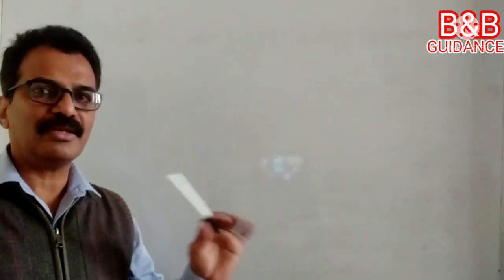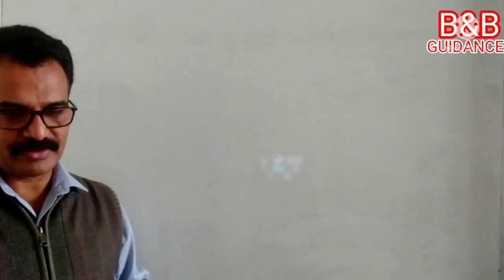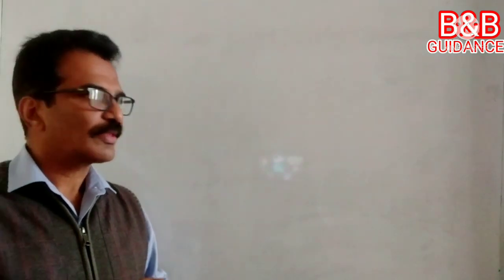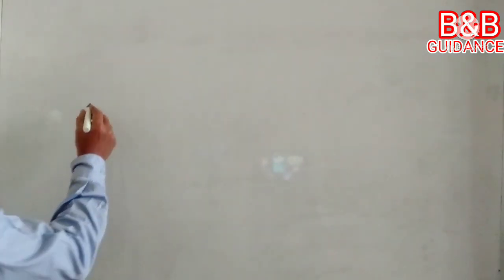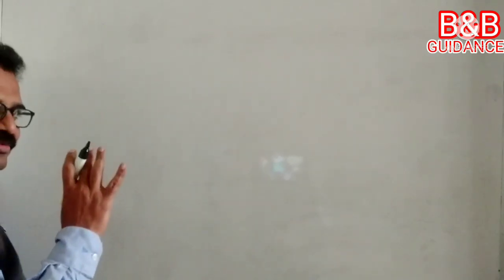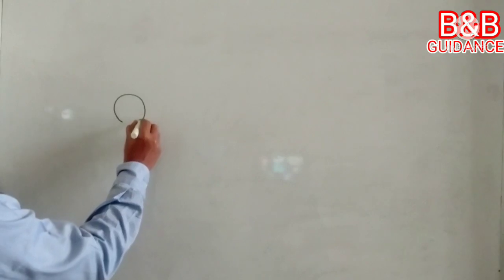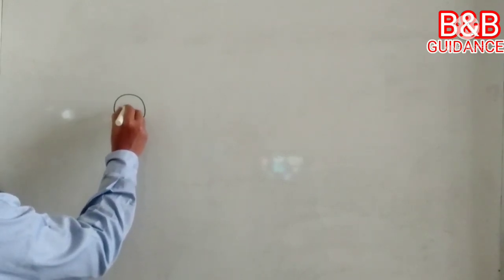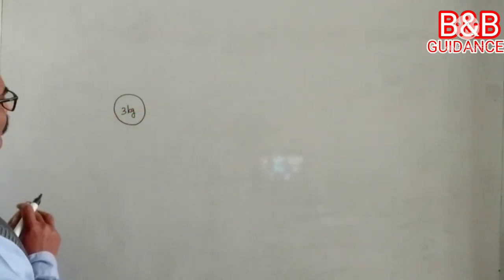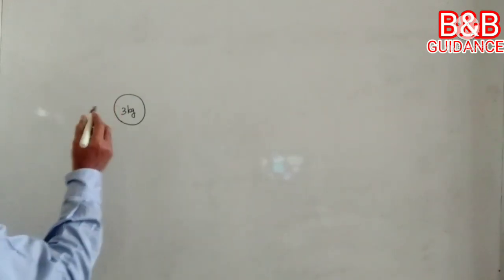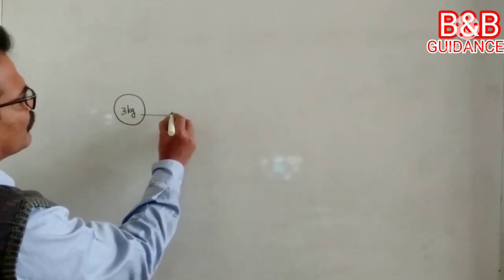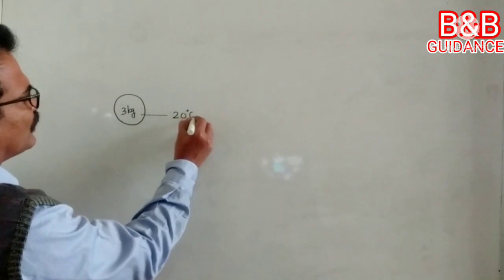Let us go for the next term, that is heat capacity and specific heat capacity. For that, consider a body of mass 3 kg. I am taking here a ball of mass 3 kg, and its temperature is 20 degrees Celsius.